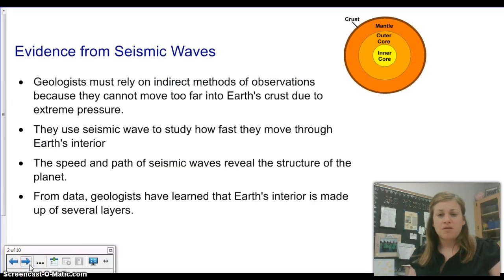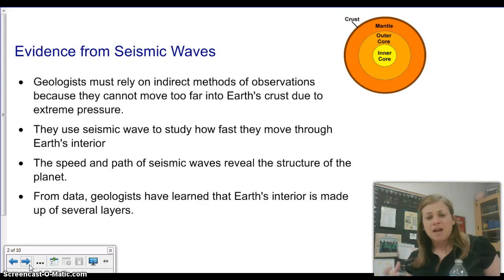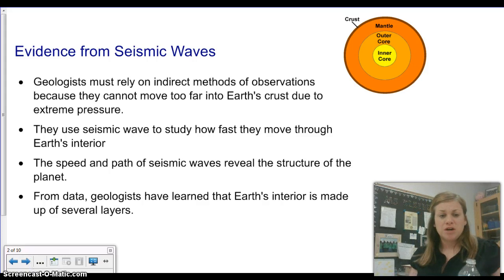The other piece that they get a lot of information from is seismic waves. Geologists rely on these indirect observations from the seismic waves during an earthquake to understand how things are moving through Earth below us. Depending on their speed, the seismic waves can help us determine what's below us because of how fast they move. The speed and the path they take actually reveal information about the structure of the planet. So from this data, the scientists have learned that Earth is made up of several layers, and we're going to talk about these layers.